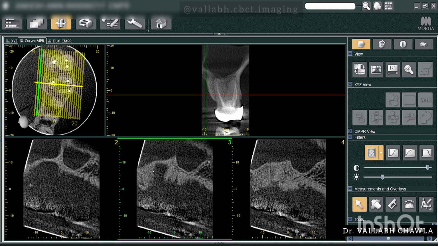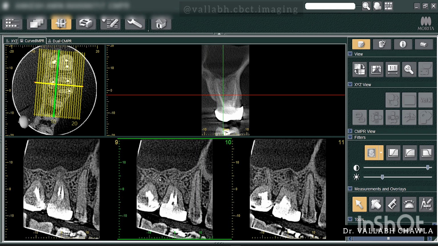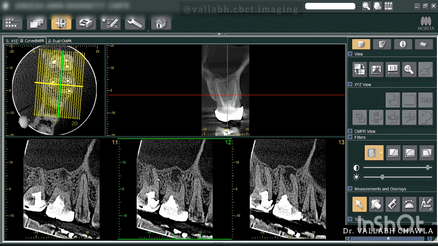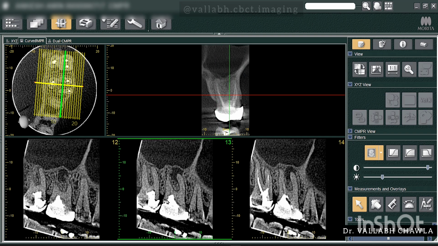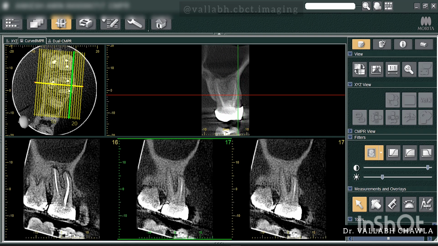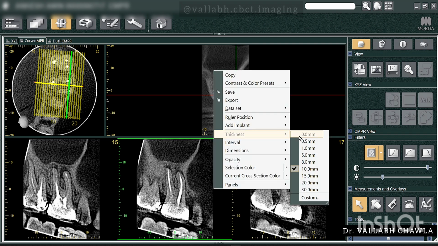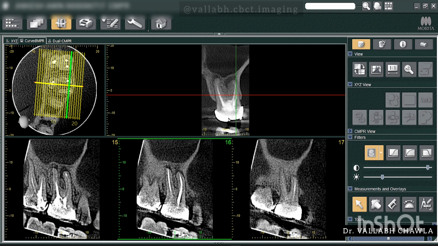So it goes exactly from the palatal root to the buccal aspect, or buccal aspect to the palatal aspect when you see the green line. Now coming to the buccal aspect, this is the buccal aspect. You can see this is the mesiobuccal 1 root canal. I'll decrease the thickness, instead of 10, I'll keep it at 5. So there's the mesiobuccal root, and you can see in this cross section the mesiobuccal root and the distobuccal root.